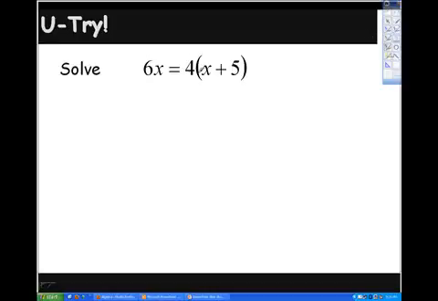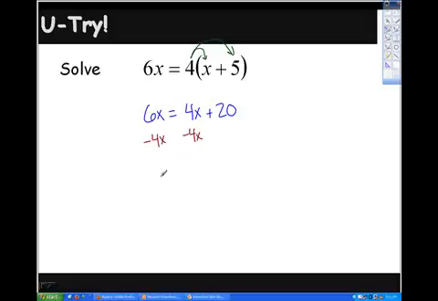Okay, on this one I've got to use the distributive property. I've got 4 times x and also the 4 times 5. So let's leave the left side alone and distribute the right. 4 times x is 4x plus 4 times 5 is 20. We want to get all the x's on one side, so I'm going to subtract 4x from both sides.